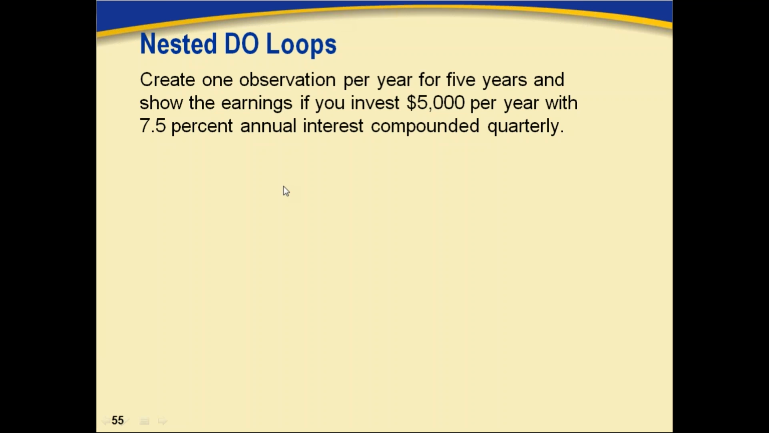Okay, nested do loops. We'll try to see in an example how to use nested do loops, the same example. Create one observation per year for 5 years, and show the earnings if you invest 5,000 per year with 7.5% annual interest compounded quarterly.